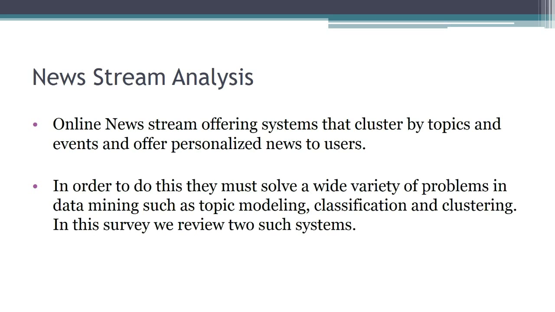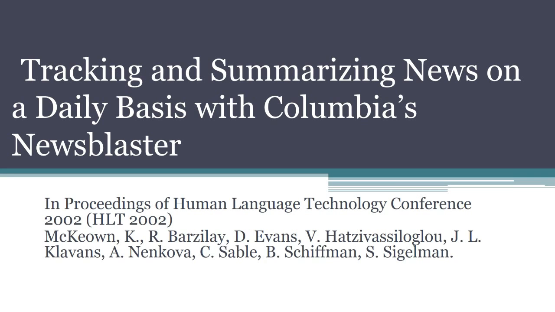And what these online news systems do, they offer systems that cluster the news by topics and events, and they offer news to the users that they can actually manage. And in order to do so, they have to solve a wide variety of problems, such as topic modeling, what topic the article is discussing, classifying the articles, clustering them by specific events. So in this survey, we're going to review two such systems. The first one is Columbia's Newsblaster.